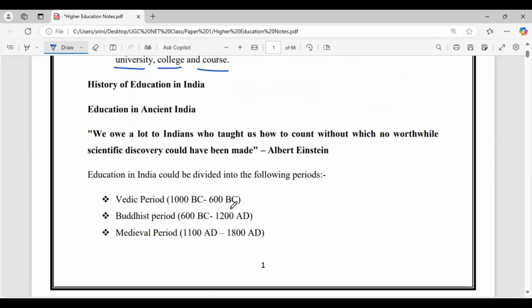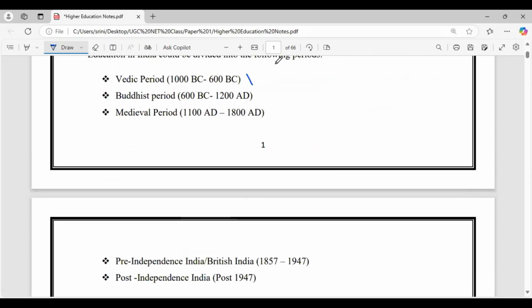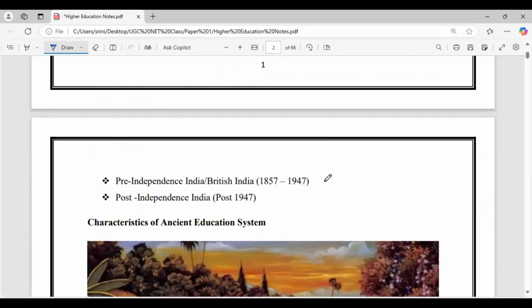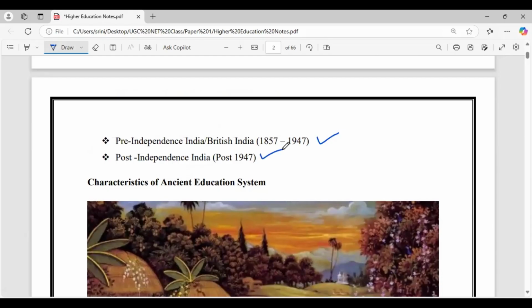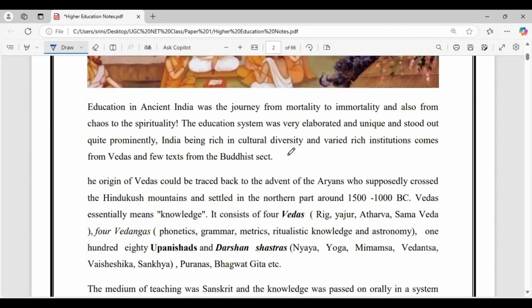First, we will start with ancient education in India. Education in India can be divided into the following periods: Vedic period, Buddhist period, medieval period, pre-independence India or British India, and post-independence India. Characteristics of the ancient education system.